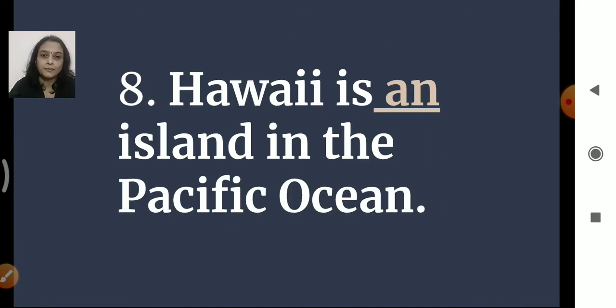Then the eighth one. Hawaii is dash island in the Pacific Ocean. So again, I is a vowel, so an will come. Hawaii is an island in the Pacific Ocean. Why the has come here? Because we are talking about the Pacific Ocean. It is a particular one, and there is only one Pacific Ocean. That is why the is there, isn't it? So Hawaii is an island in the Pacific Ocean.